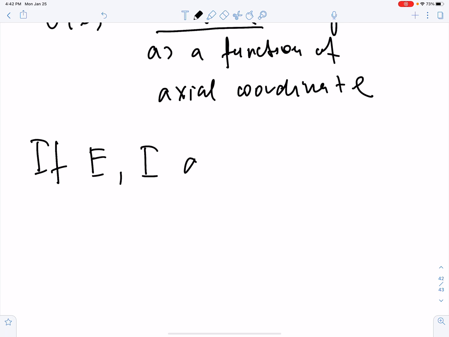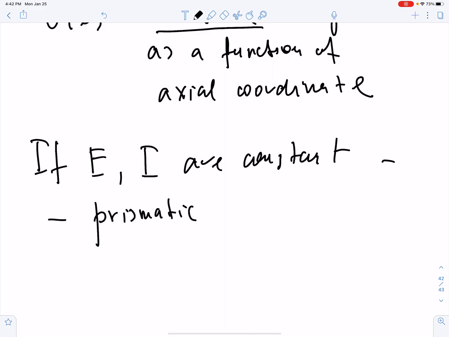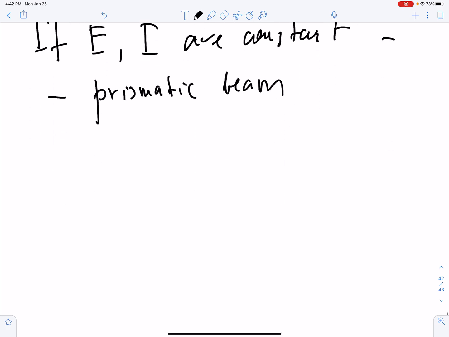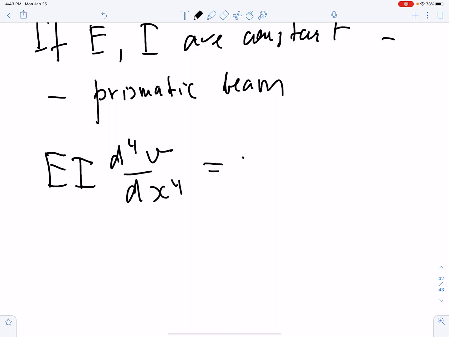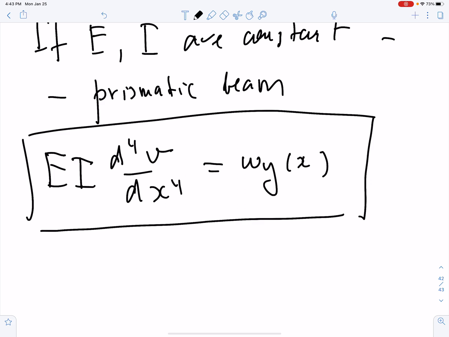All right, and so as before, if E and I are constant, we get the so-called prismatic beam, and in that case the differential equation looks like this: E I d to the fourth v/dx to the fourth equals w_y, a function of x. So again, rather than working with moments, we work with vertical displacements, and the equation becomes a fourth order differential equation on the vertical displacements, but that is what governs the beam bending action.